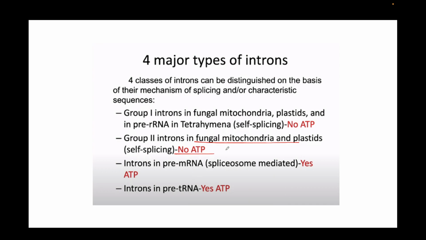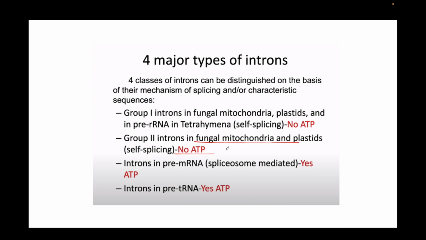Which type of pre-mRNA or which type of introns require spliceosome? There are different types of introns that have been classified, and if you recall, it is basically called nuclear pre-mRNA. Remember this, we have discussed it in the previous class. Group 1 intron, group 2 intron, nuclear pre-mRNA.